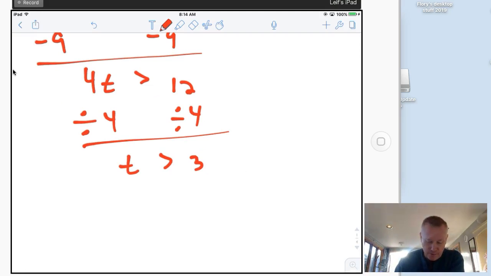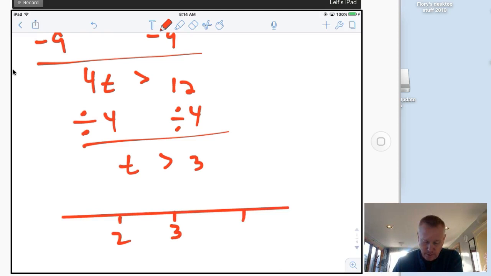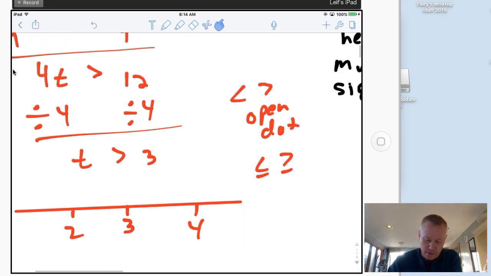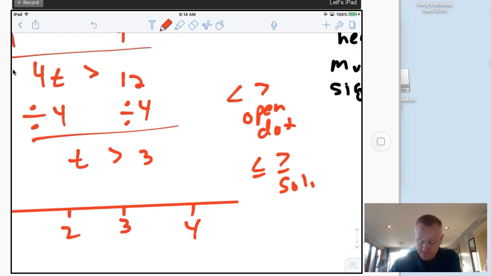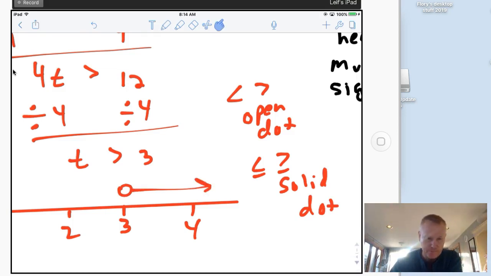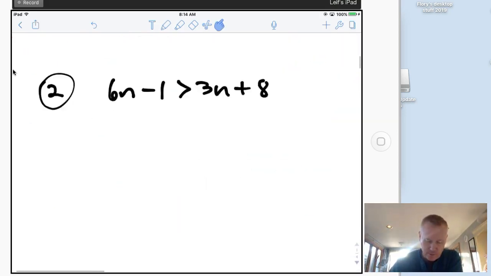So if I was going to graph this on a number line, I would go over here to 3. Here's 2, here's 4. Because it's one of these two, it's an open dot. If it's one of these two, it'll be a solid dot. So this is open. Greater than 3 is towards the 4. Okay, and that's my answer.